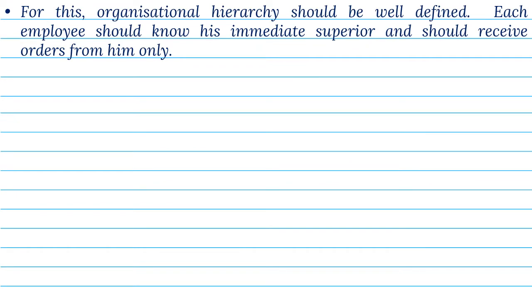For this, the organizational hierarchy should be well defined. Each employee should know his immediate superior and should receive orders from him only. Here, students should draw the diagram as given in the e-notes.